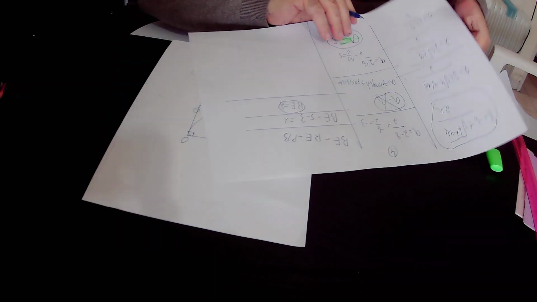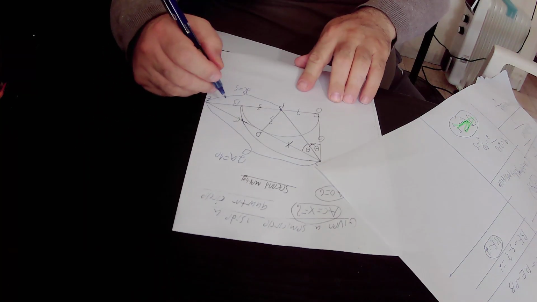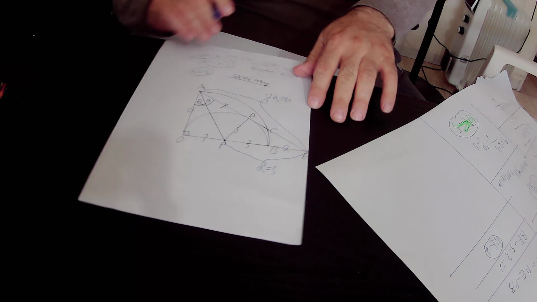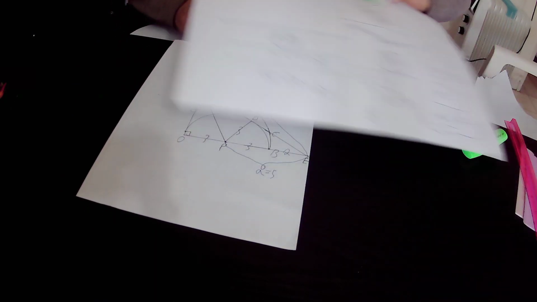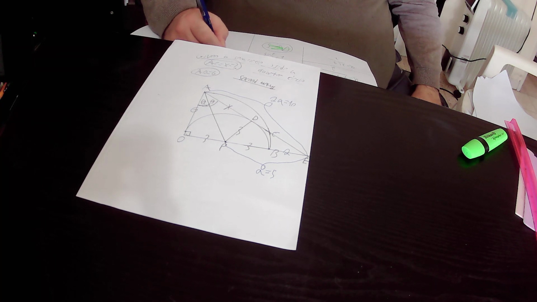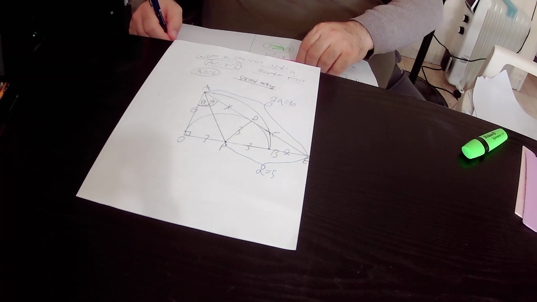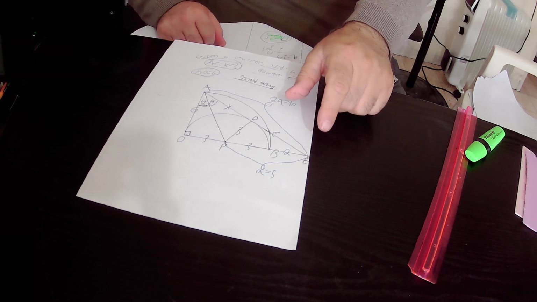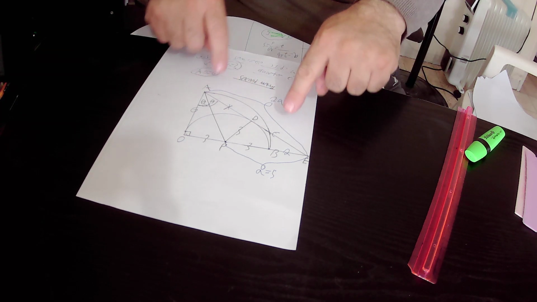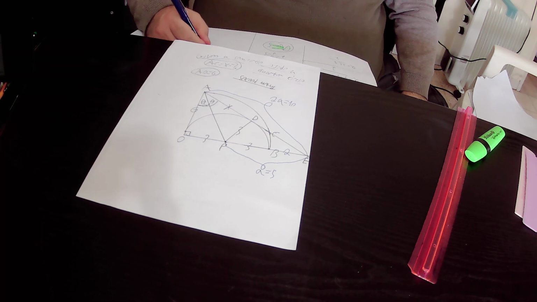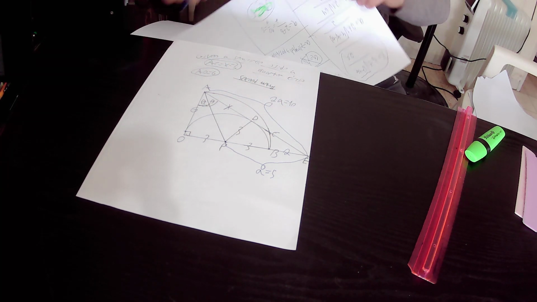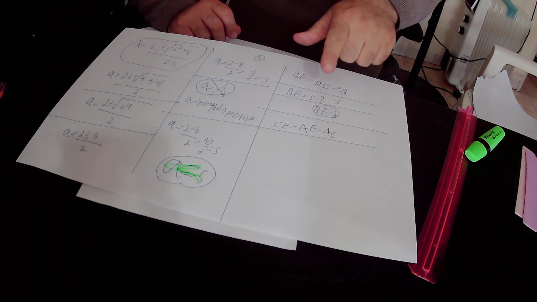So we can write here that BE equals 2 units. In the next step, we will find out the length of side CE. From the drawing, it is very easy to see that CE equals AE minus AC. I repeat again, CE equals AE minus AC.